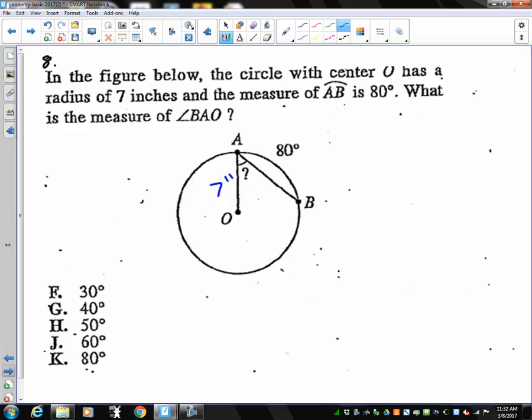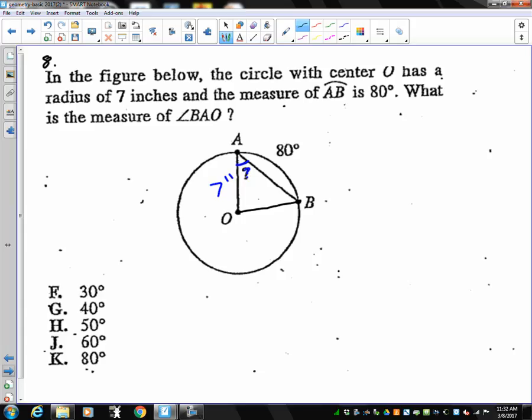And the measure of arc AB is 80 degrees. So we want to know what is the measure of angle BAO. And so they have that question mark marking that angle for me. So what I'm going to do here is add a little bit to the picture. A lot of circular pictures like this, when you're finding angles, you're going to have to add in radii. So I'm going to add a radius right there.